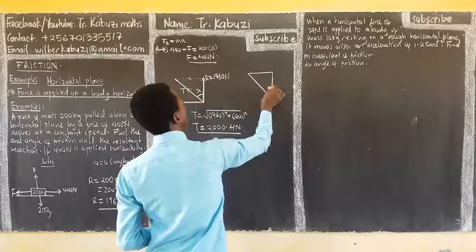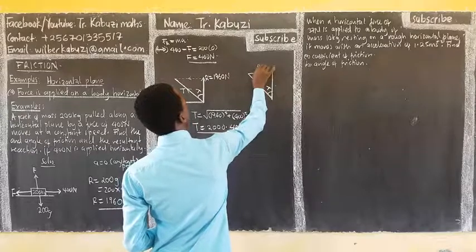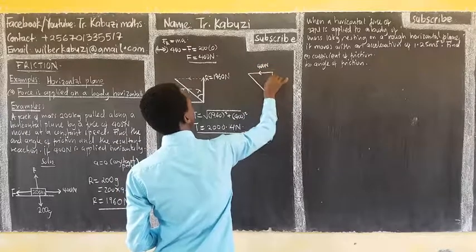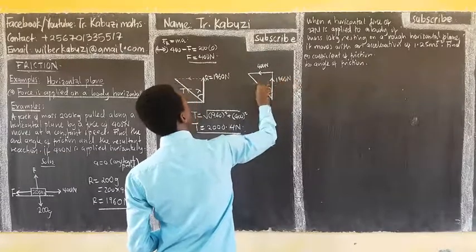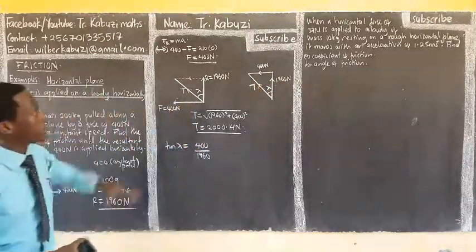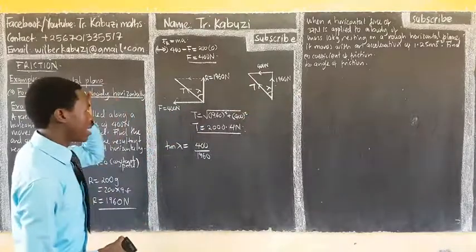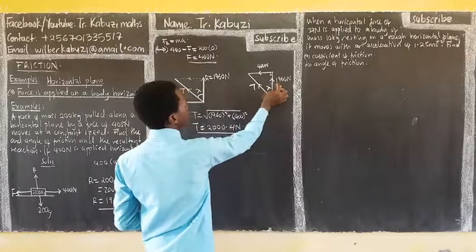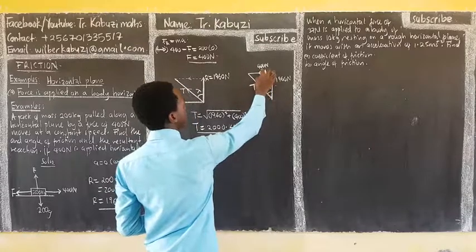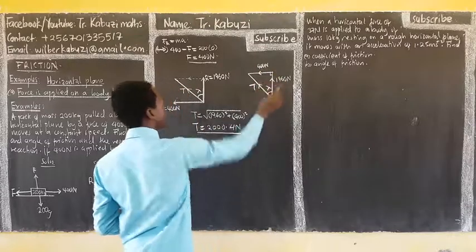This is going to be lambda, then this is going to be 400 newtons, and this is going to be 1960 newtons. This is our T. So that's where from here you can generate that. That's why we have this. We use the Pythagoras: the square of this is equal to the square of this plus the square of this, then you get the square root.